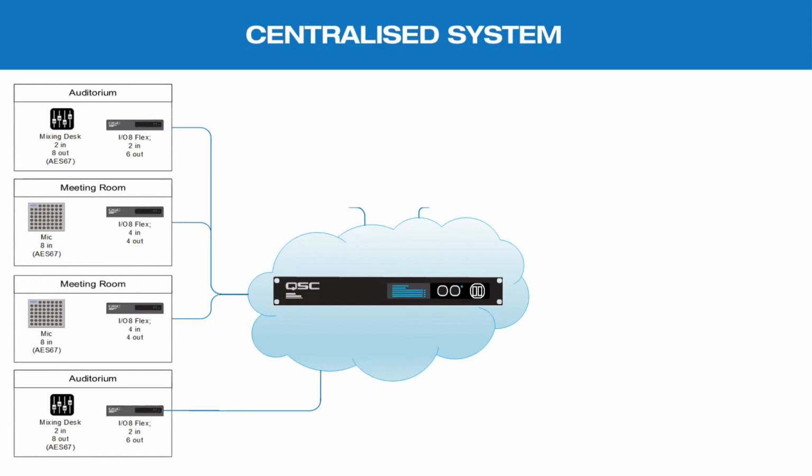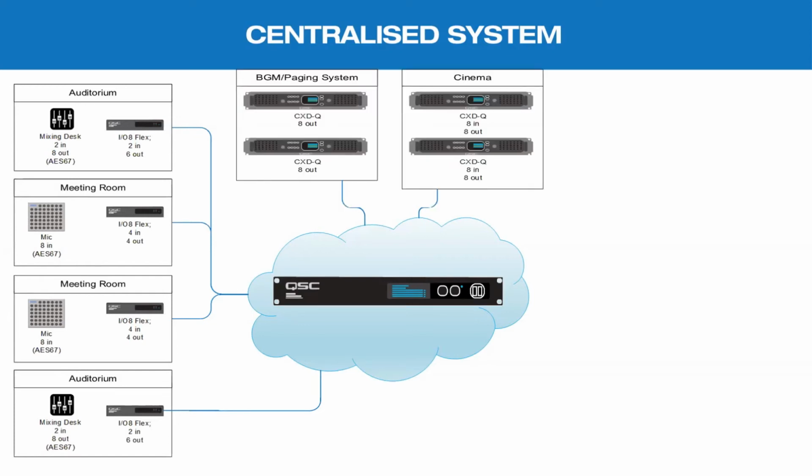We also have a background paging system, background music system, with plenty of inputs and outputs, and even a cinema. This is quite a nifty venue. All of this can be done with a single core. For the paging system and for the cinema, we use network amplifiers. So they've got additional inputs on the amplifier itself, which can be presented in the Q-SYS LAN, in the QLAN environment, so they can be used anywhere.